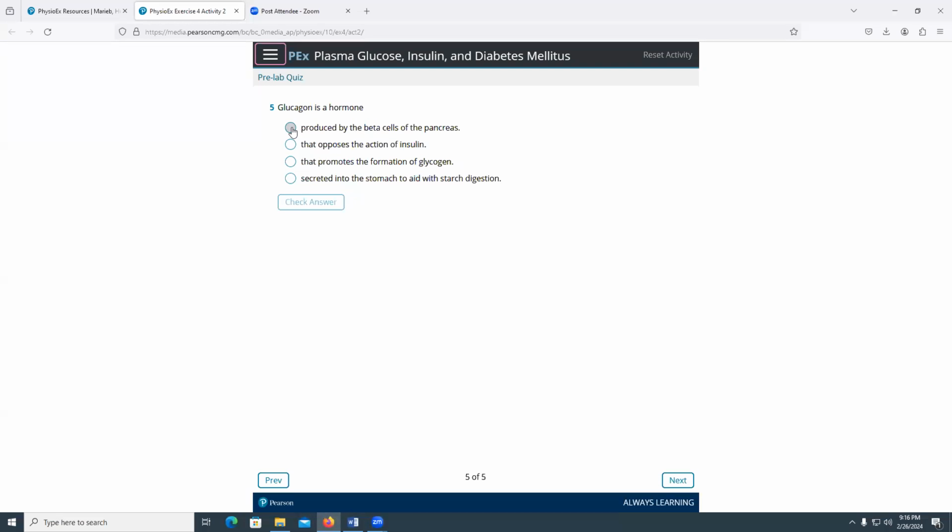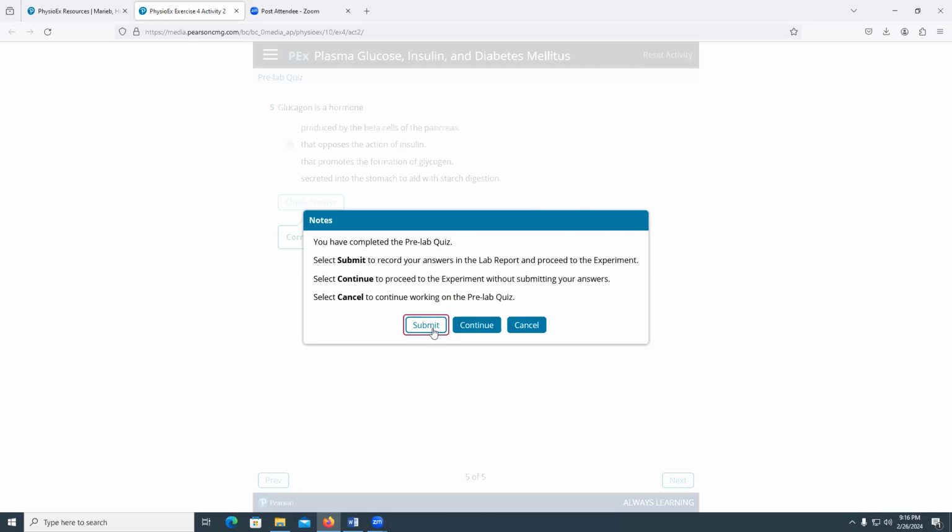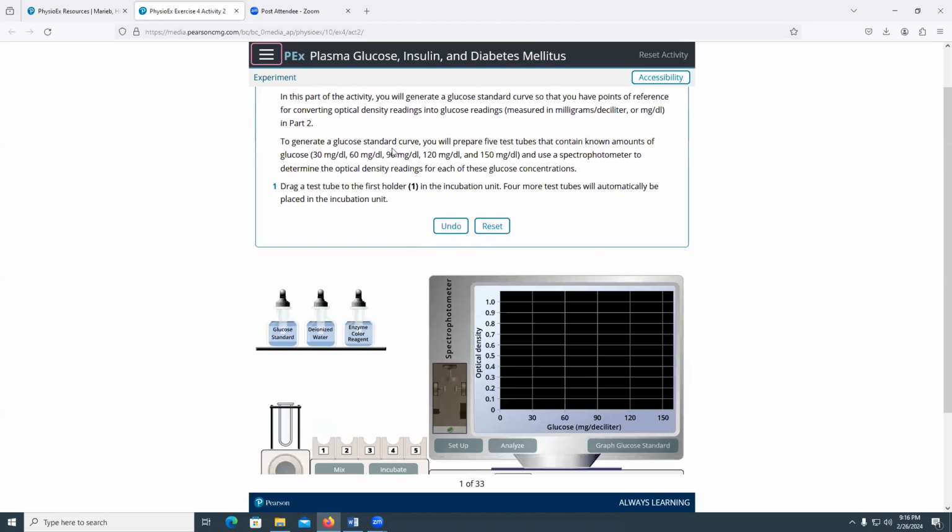Glucagon is a hormone produced by the alpha cells of the pancreas, not the beta. The hormone is then an antagonist to the actions of insulin. That is perfectly true. Okay, moving on. Submit. Okay, now it's part one.